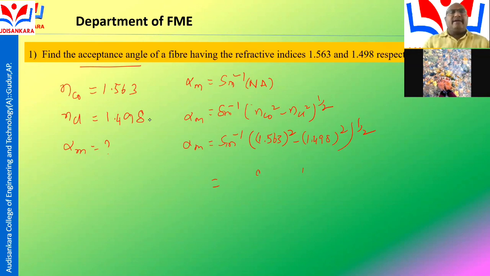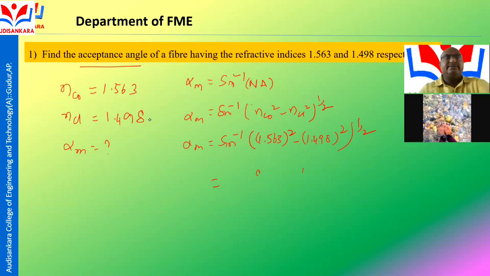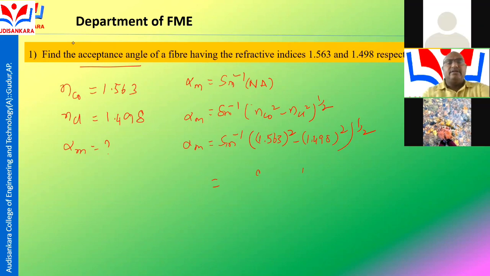So find the acceptance angle of a fiber having refractive indices 1.563 and 1.498 respectively. So alpha m, then you will calculate. Deepti, yeah, tell me. 0.18 times the root of 0.198. Final answer: alpha m is equal to, it is the degrees and minutes answer. Total final answer.